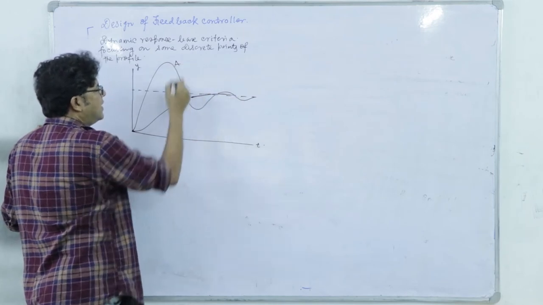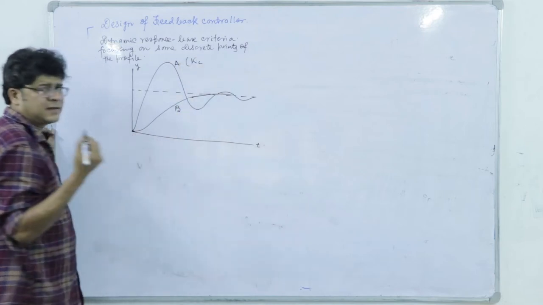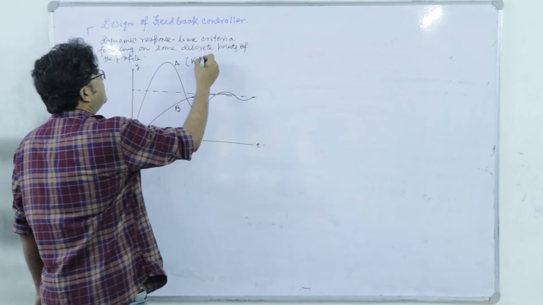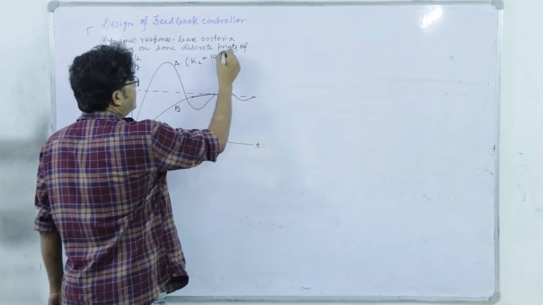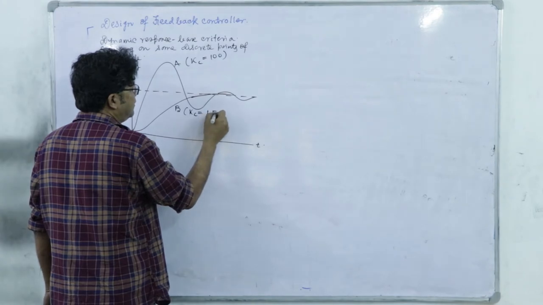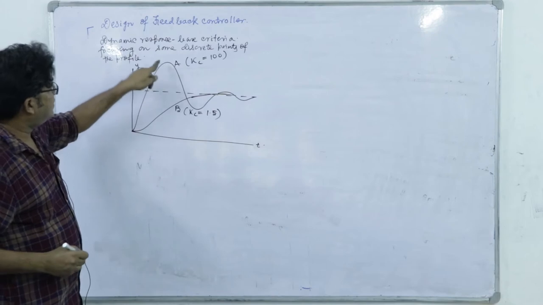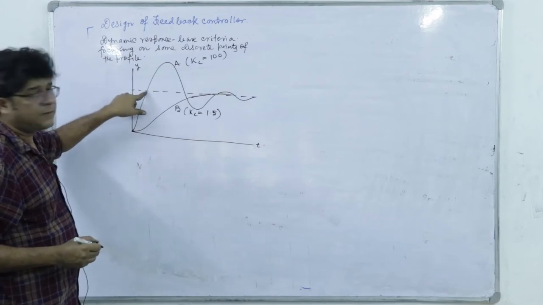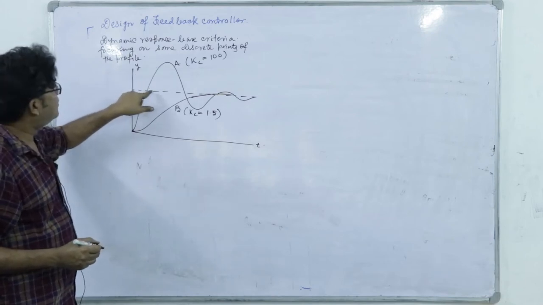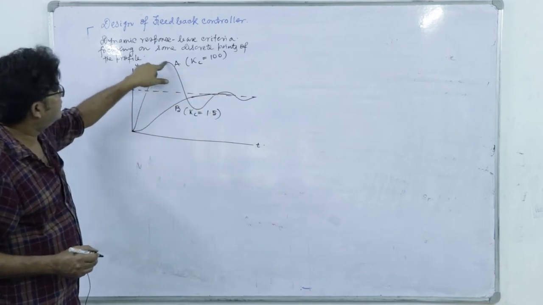Say this is profile A and this is profile B. We are using, let's say, a proportional controller, and we have got profile A for a Kc value equal to 100, and profile B for a Kc value of 1.5. So we can see profile A is reaching the final value much earlier than profile B. However, it's not staying there, it's moving up.